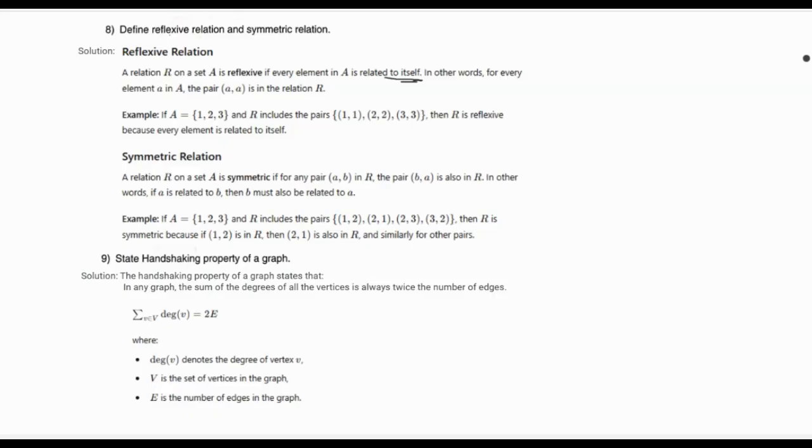Then what is symmetric? A relation R on a set A is symmetric if for every pair (a, b) in R, the pair (b, a) is also in R. In other words, if a is related to b, then b must also be related to a.